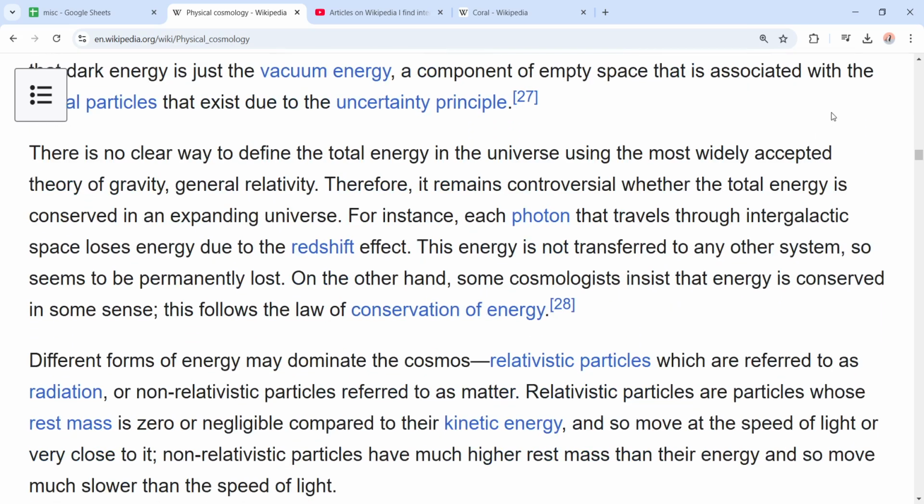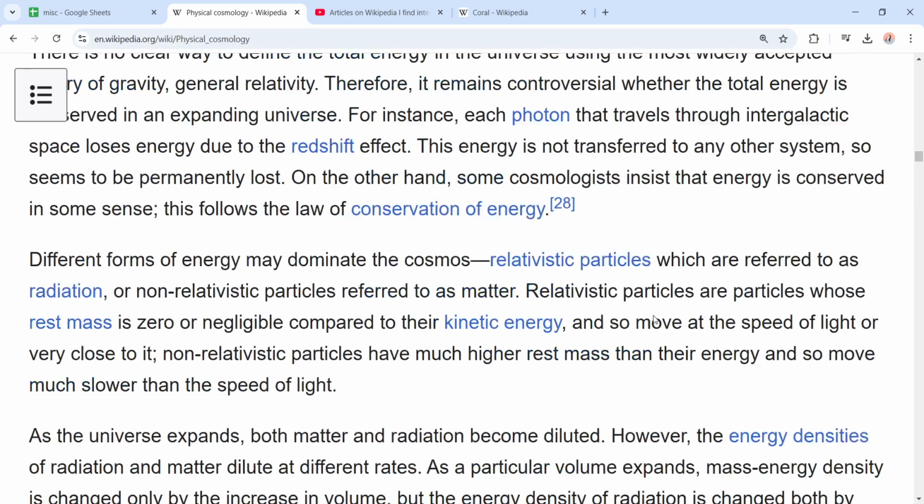There is no clear way to define the total energy in the universe using the most widely accepted theory of gravity, general relativity. Therefore, it remains controversial whether the total energy is conserved in an expanding universe. For instance, each photon that travels through intergalactic space loses energy due to the redshift effect. This energy is not transferred to any other system, so it seems to be permanently lost. On the other hand, some cosmologists insist that energy is conserved in some sense. This follows the law of conservation of energy.